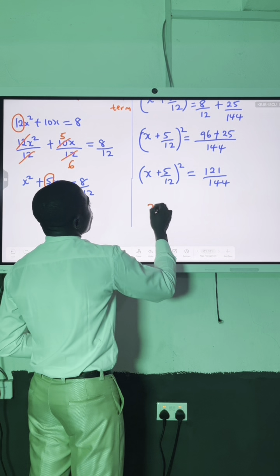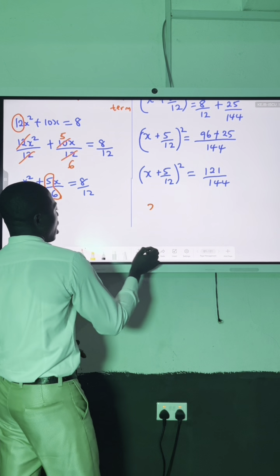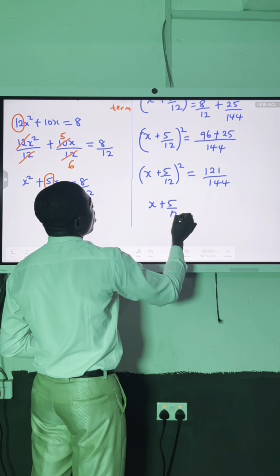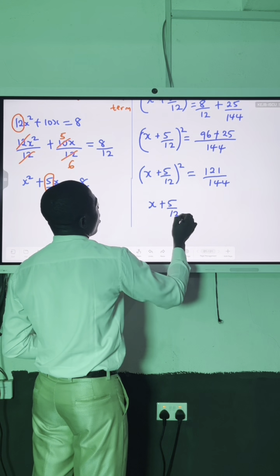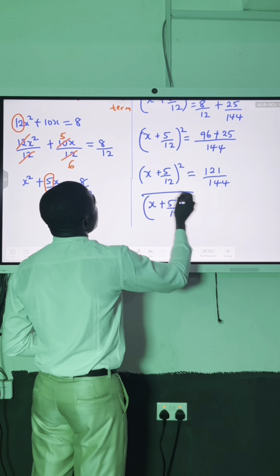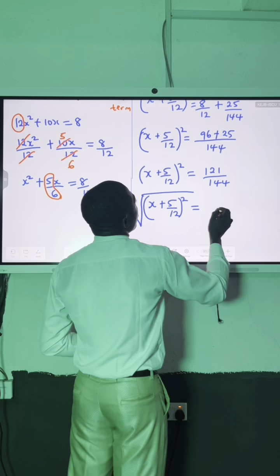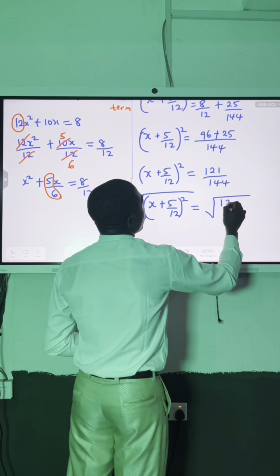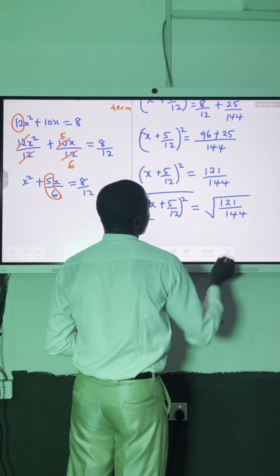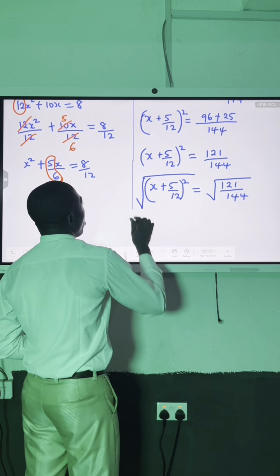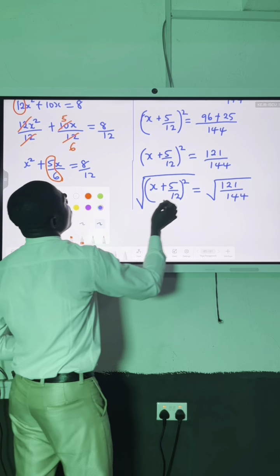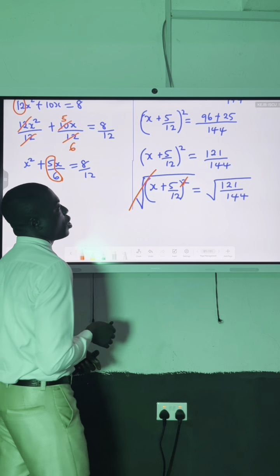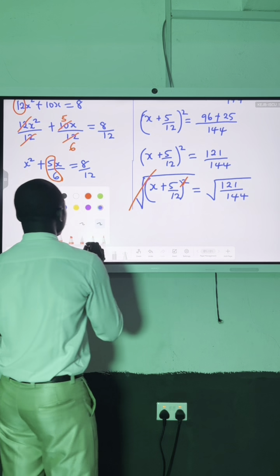So if you do that, you're going to have the square root of x plus 5 over 12 all squared, we put a square root sign above it, is equal to, we put a square root over here, 121 all over 144. So we keep on going. Now what will happen here? This square will cancel out the square root sign, or the square root sign will cancel the square. What do you have next?